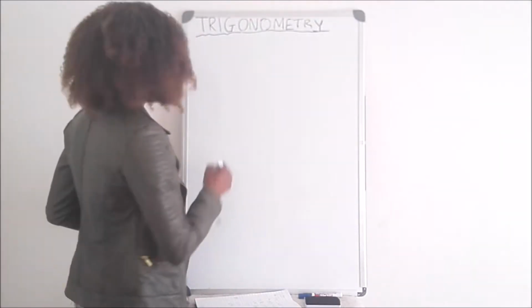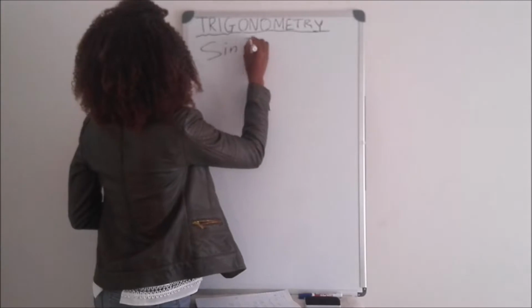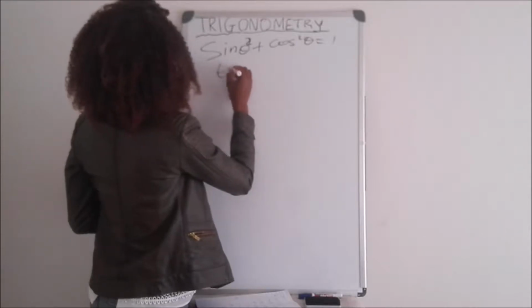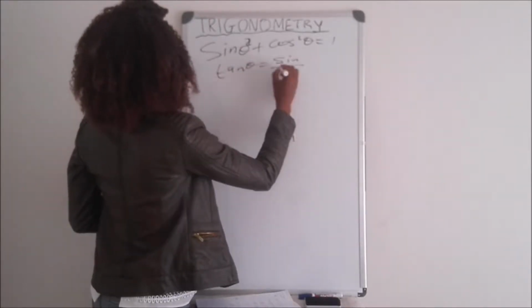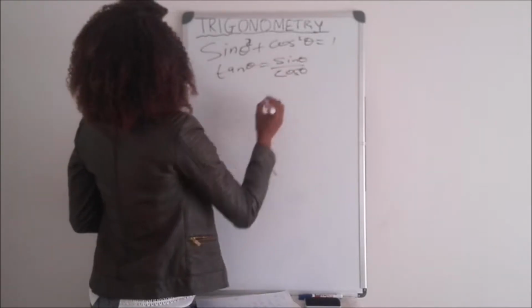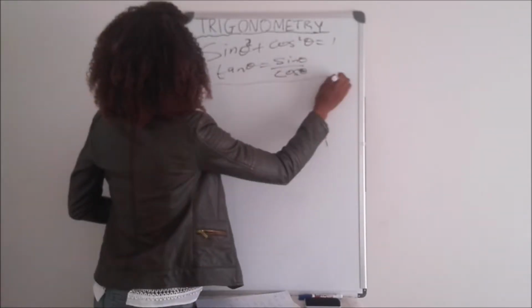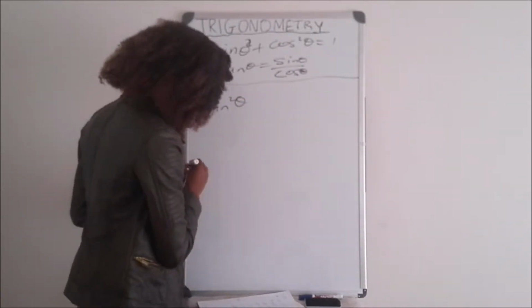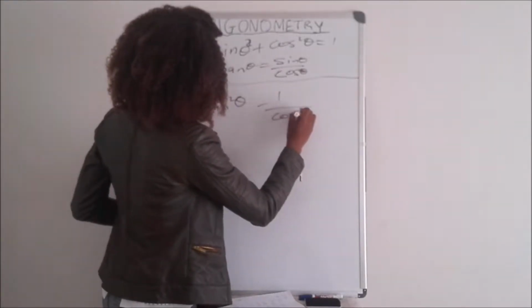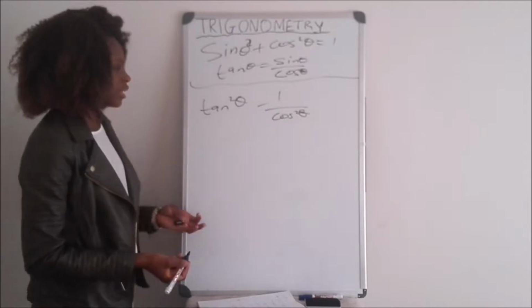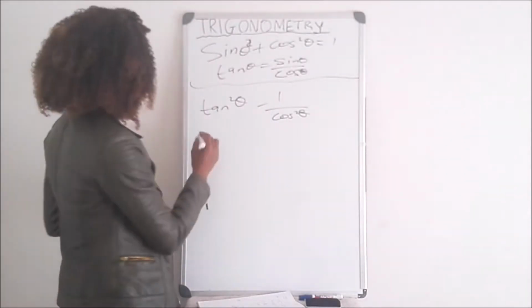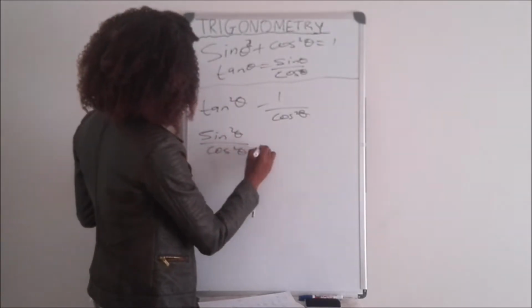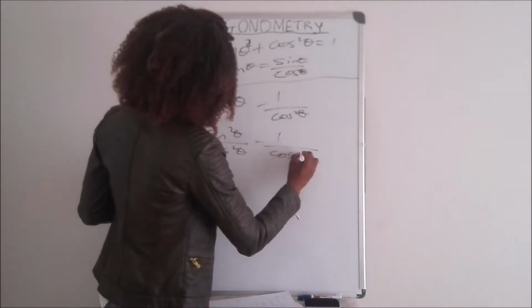Alright, the first question that we will be doing, okay, I'll just write the identities down so that I can always refer to them when we are answering questions. It's equal to 1, and tan theta is equal to sin theta divided by cos theta. Alright, the first question is to simplify tan squared theta minus 1 divided by cos squared theta. When we are simplifying this, remember tan theta is an identity, so this is equal to sin squared theta divided by cos squared theta minus 1 divided by cos squared theta.